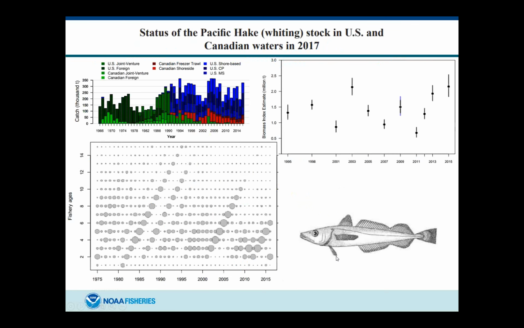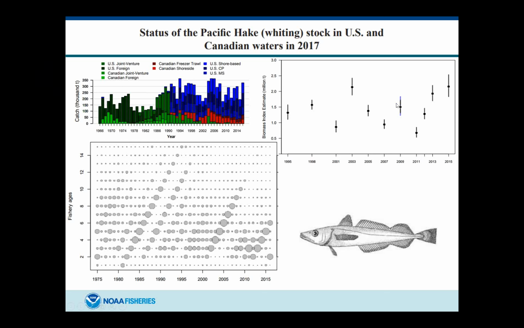So let me move to a quick example. This is Pacific hake or whiting off the U.S. and Western Canada coast. In the upper left here, we have the time series of catch by the various fleets that have been involved. There's U.S. catch by factory trawlers, U.S. catch by shore-based vessels, and catch in Canada, different components. We keep the components separate because each type of fishery, each type of fishing gear, can interact with the population in a different way, and we work to keep that separate.